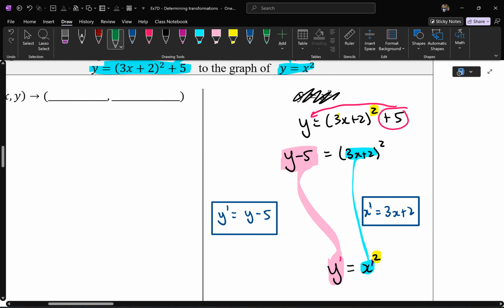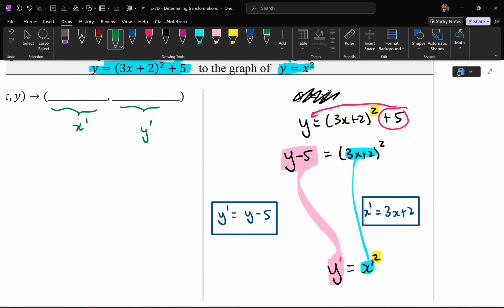Your answer is, this is your x dash. This is your y dash. And you figured it out, it was 3 times the original x plus 2. And for the y dash, it's y plus 2. That's it. You don't have to do an extra rearrangement because your goal is always to find x dash, y dash if you're trying to look for the sequence. You already got it.